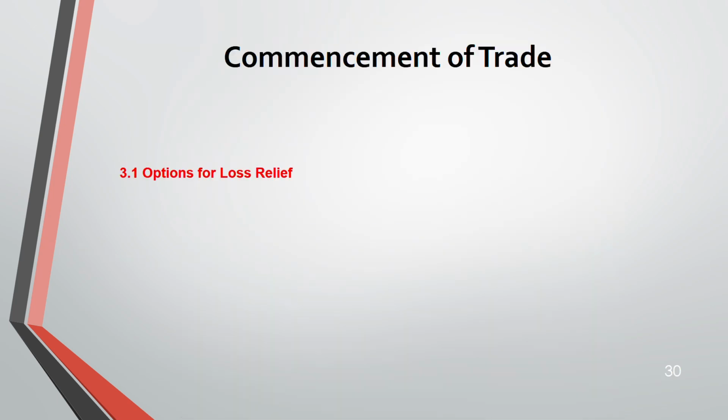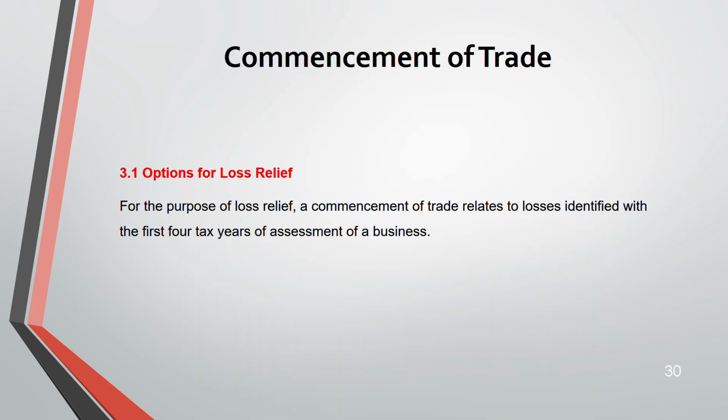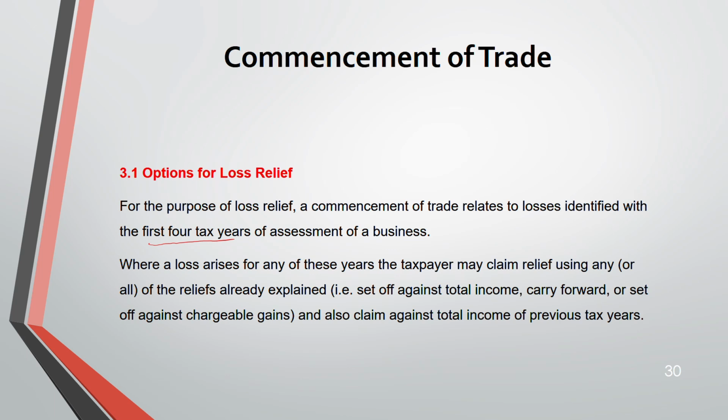Now, options for loss relief when we are starting trading. For the purpose of loss relief, a commencement of trade relates to losses identified with the first 4 tax years of your business. Where a loss arises in any of these years, the taxpayer can claim relief. They can use any or all of the reliefs that I've already explained. What are the 3? Against total income, carry forward, and against chargeable gain.